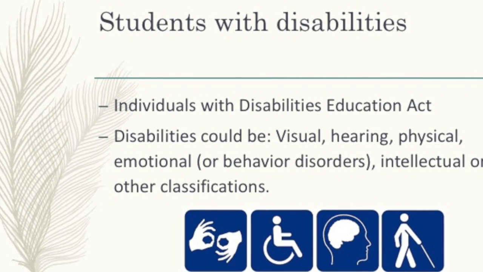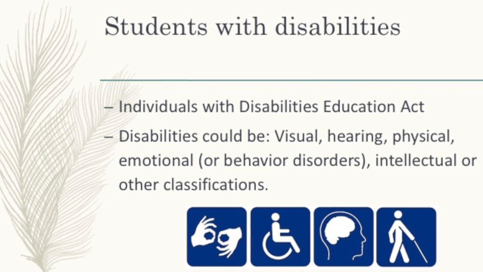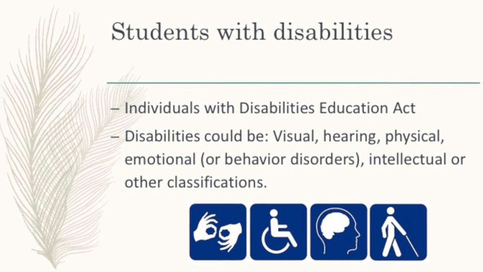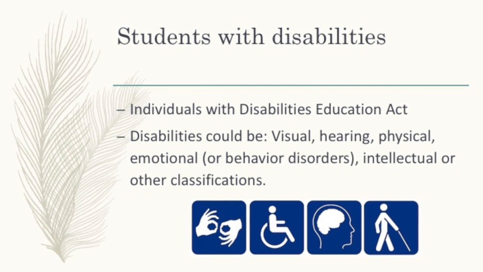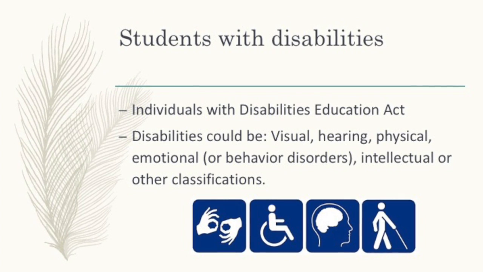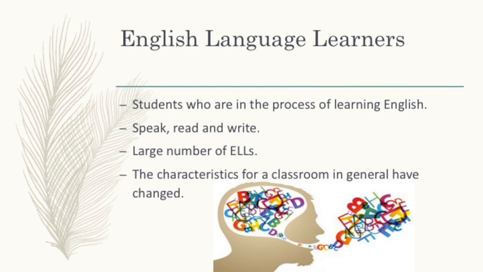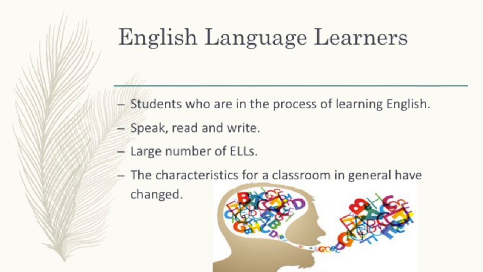So, let's talk about students with disabilities. Educators should know about the Individuals with Disabilities Education Act. This is because this act addresses the responsibilities an educator has with these students. Some of the disabilities could be visual, hearing, physical, emotional, intellectual, and there are other classifications as well. It's very important that you're aware of these students because as a teacher you need to observe an entire classroom on what's going on in general.